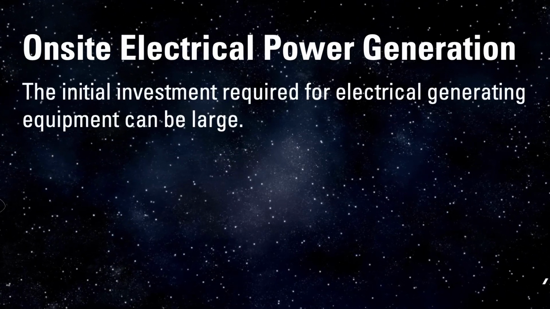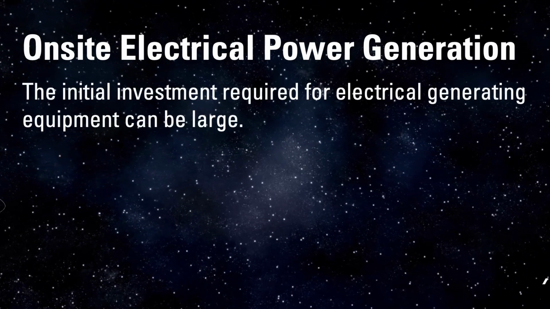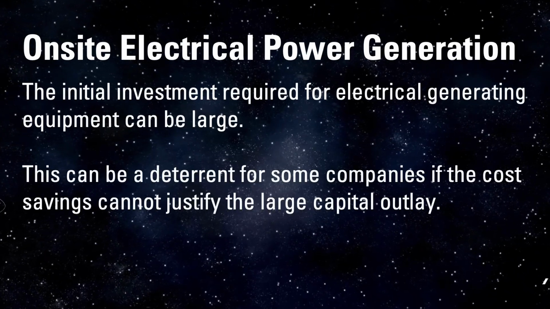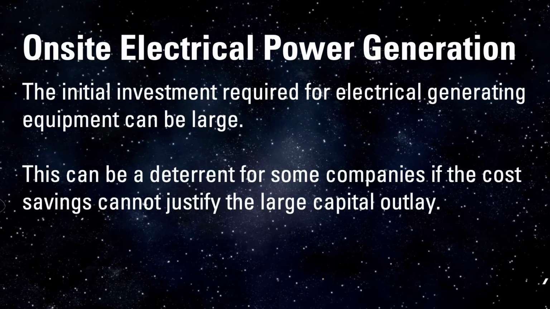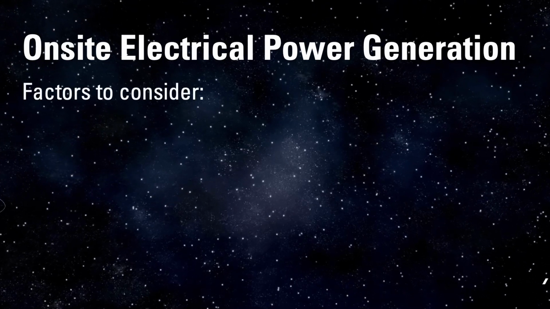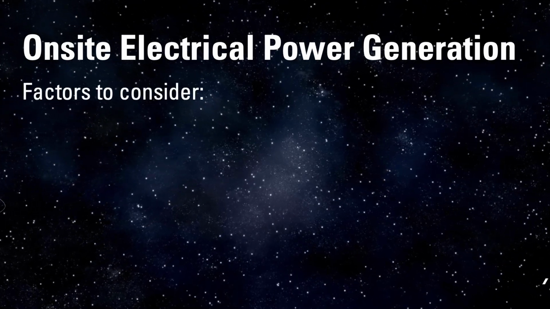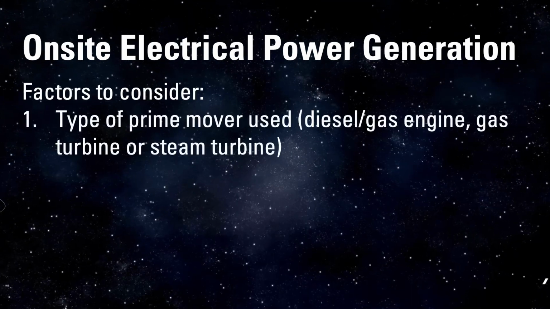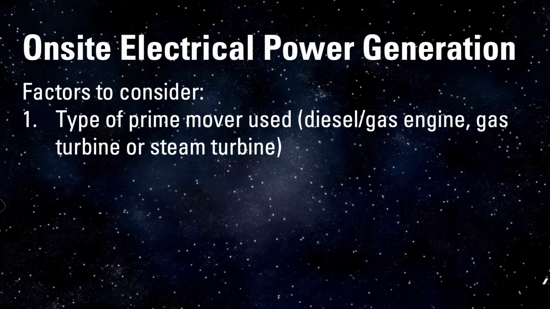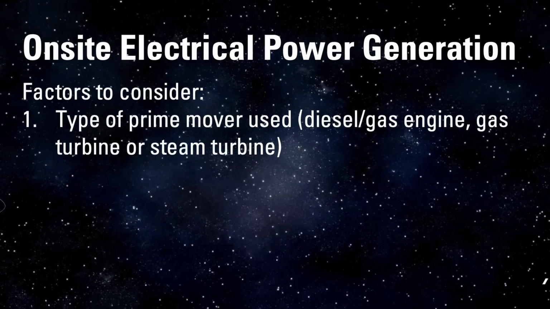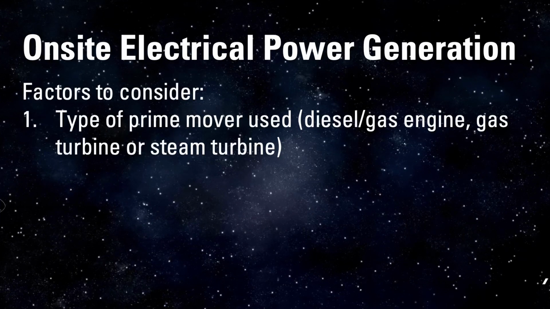The initial investment required for electrical generating equipment can be large. This can be a deterrent for some companies if the cost savings cannot justify the large capital outlay. These are the factors to consider before choosing to do on-site electrical power generation. The first factor is the type of prime mover used, which can be a diesel or gas engine, a gas turbine, or a steam turbine.